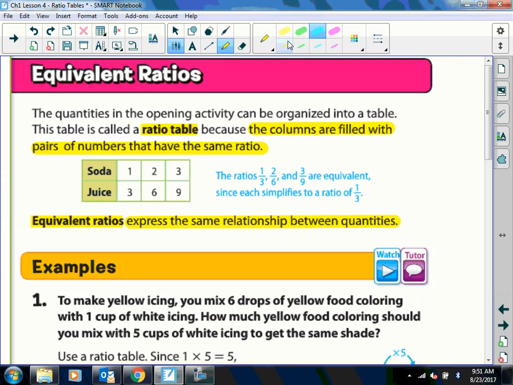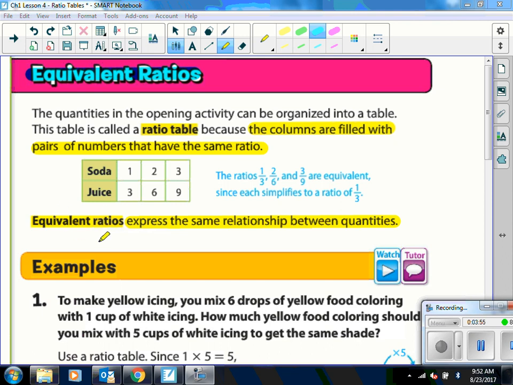So now we're going to talk about equivalent ratios. Now I want you to make sure that we write down the definition for the ratio table. Now it says the quantities in the opening activity can be organized into a table. This table is called a ratio table. The reason that's called a ratio table, of course, is because the columns are filled with pairs of numbers that have the same ratio. And of course, if the ratios are the same, they are called equivalent ratios.